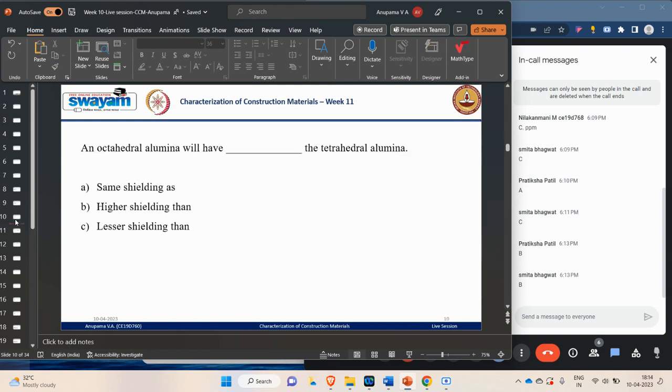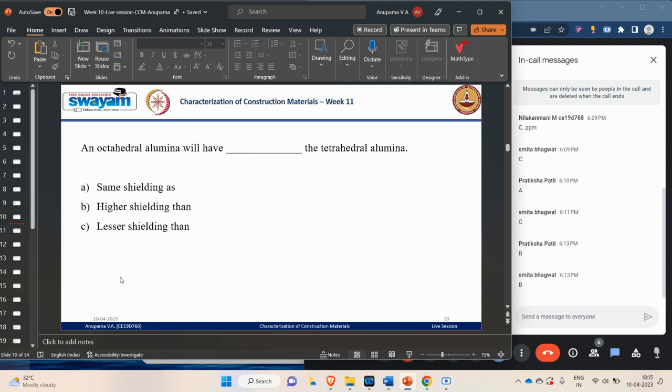Okay, moving to the next question. The octahedral alumina will have dash the tetrahedral alumina. Same shielding as the tetrahedral alumina, or higher shielding than the tetrahedral alumina, or lesser shielding than the tetrahedral alumina. So this is related to the coordination state of alumina. So what happens when it is octahedral alumina and tetrahedral alumina?